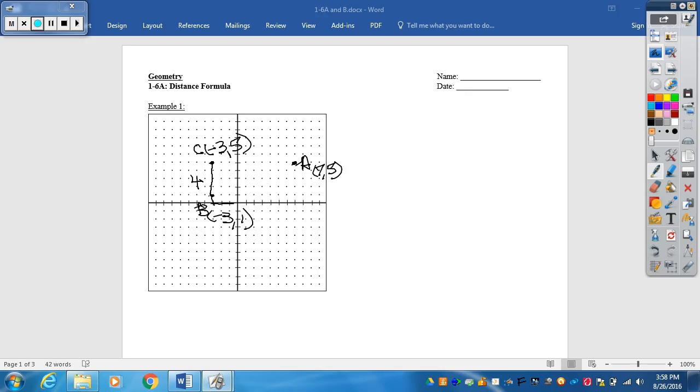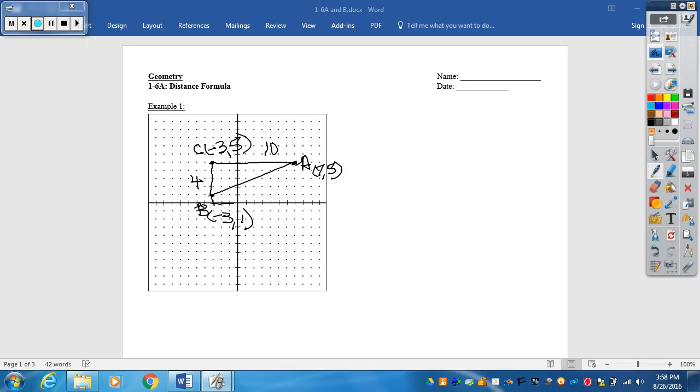Now, if I count the distance from A to C, again, starting at 0, 1, 2, 3, 4, 5, 6, 7, 8, 9, 10. So we have a distance of 10 from A to C, all right? So then the question becomes, can we count the distance from A to B? And the answer is no, okay?